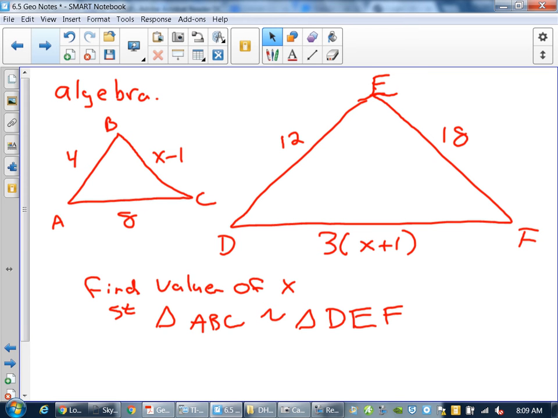Cross multiply out, you get 18 is 3x minus 3, and you get 7. So what happens here is that we're doing the same exact problem that we did in section 6.2. In 6.2, you were told they were similar, find x. Well here, find x that makes them similar. It's the same stuff. It's just working backwards.